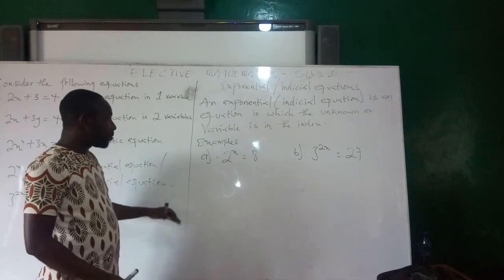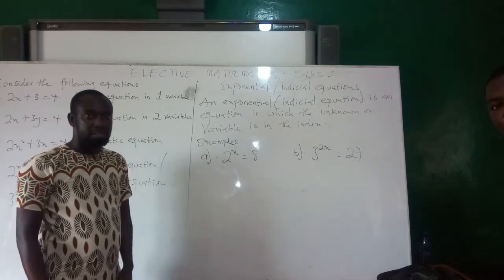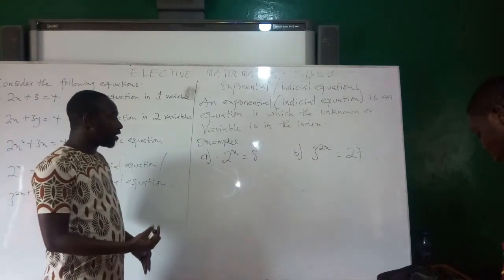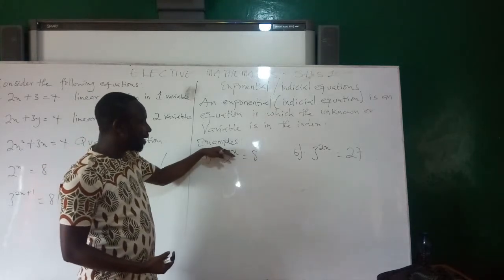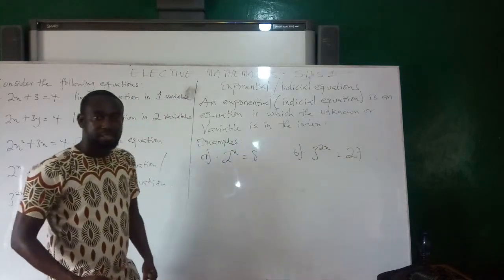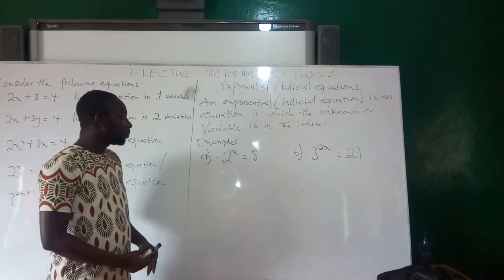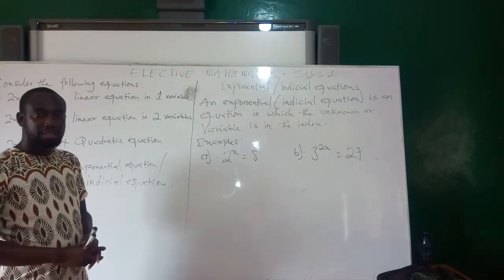These are all examples of exponential equations because the unknowns or the variables are always located in the index of the exponents. Now, how do we solve such equations?